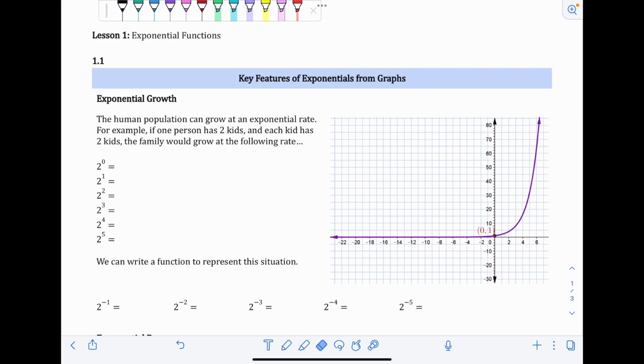Lesson 1 is exponential functions, and in 1.1 we're going to introduce exponential growth and decay. A lot of real life situations can actually be represented by exponential growth and decay models. So that's how we'll start off. So up at the top, exponential growth.